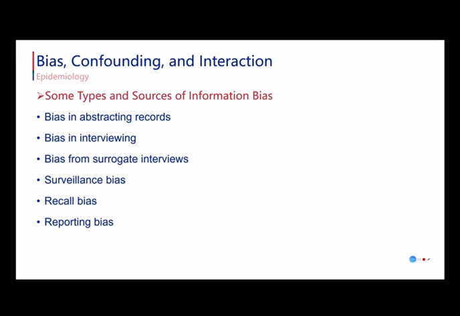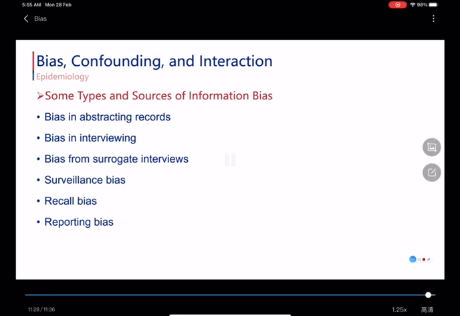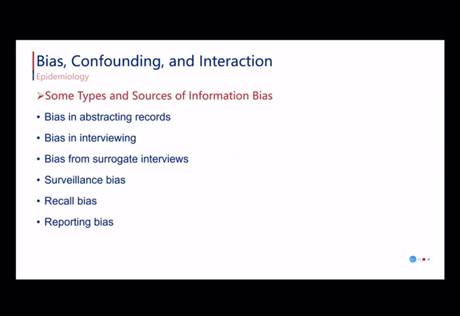A point to remember here is that bias is a result of an error in the design or conduct of a study. Efforts should therefore be made to reduce or eliminate bias, or at the very least, to recognize it and take it into account when interpreting the findings of a study. However, the data needed to document and assess the type and extent of bias may not always be available.